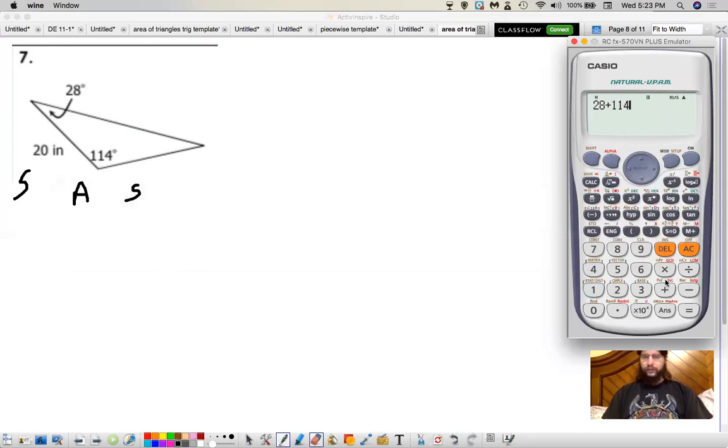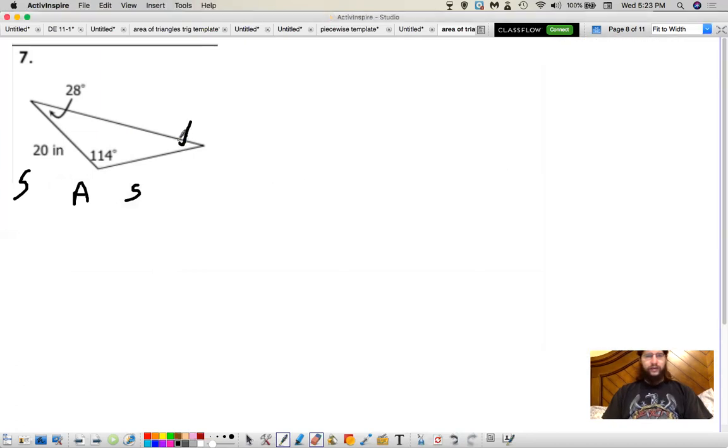28 plus 114 gives us 142. So 180 minus that is 38. So this angle right here is 38 degrees. So now I have my angle in the opposite side, so I can use it. Again, I'm going to find this one. You could have found that one. You'll get the same result either way you do it.